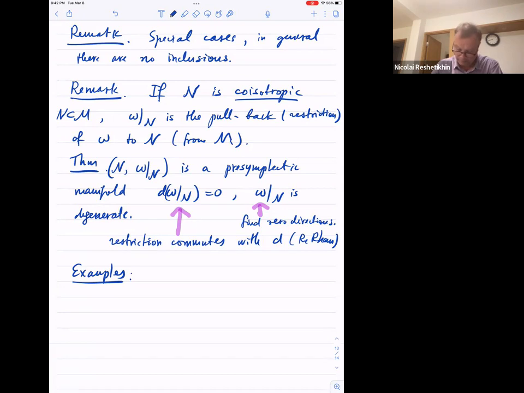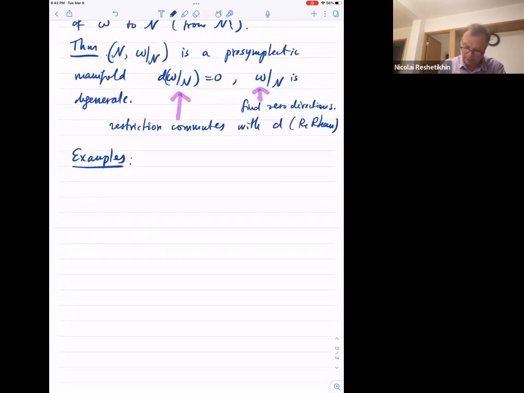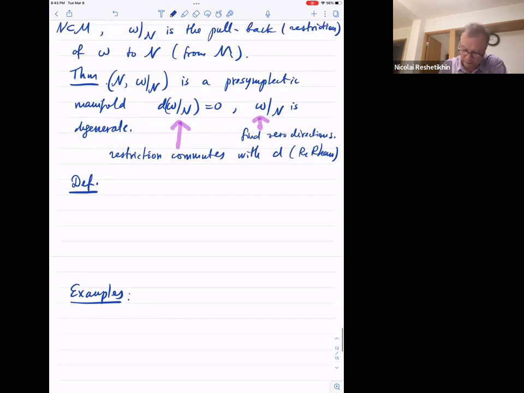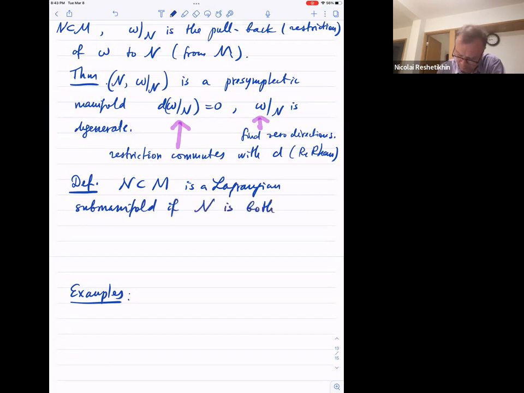So, you know, maybe just before we finish, I have to introduce this very important notion. I forgot, the most important notion. The notion of Lagrangian submanifold. N in M is a Lagrangian submanifold if N is both isotropic and coisotropic.